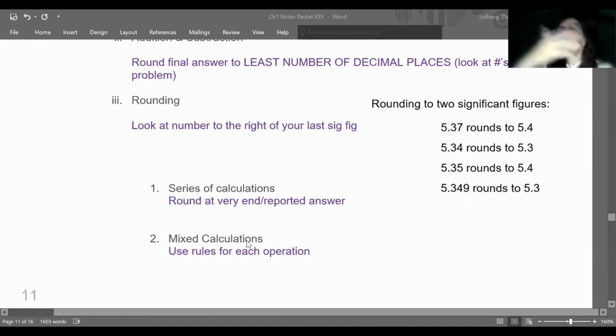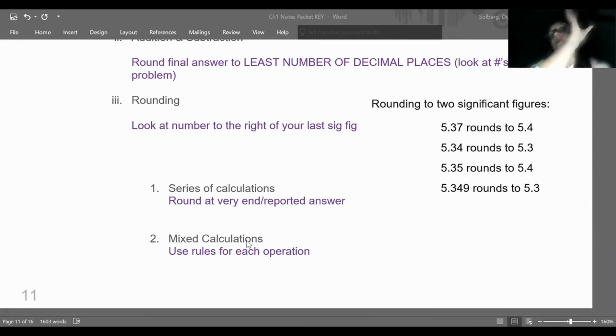All right, now what if you had a series of calculations? So I had to multiply this and then divide this and then multiply this and divide this. Don't round until the very end. Okay, this is another reason that you should have a scientific calculator. Keep all of your numbers. Don't round until the end.